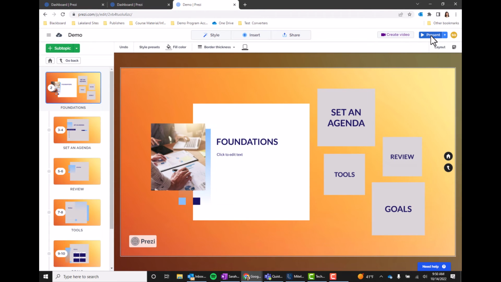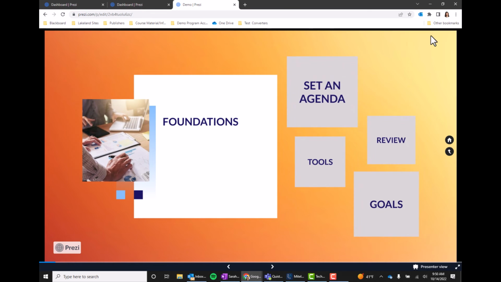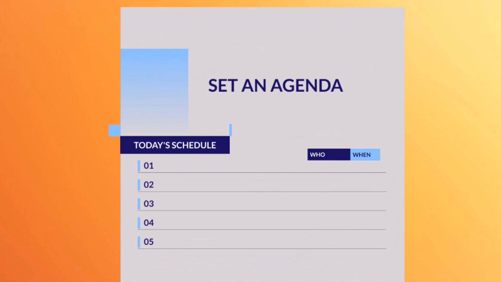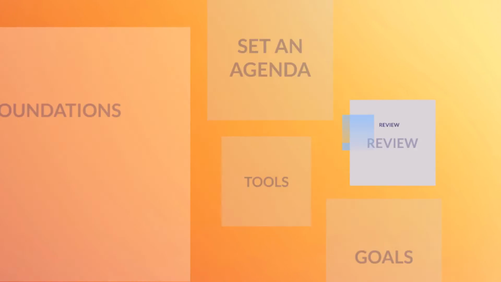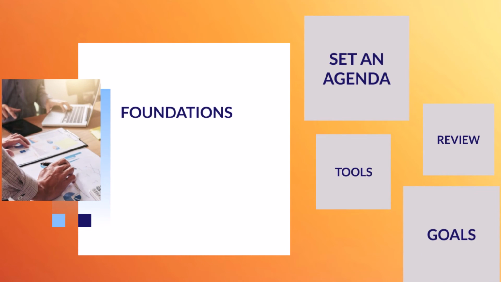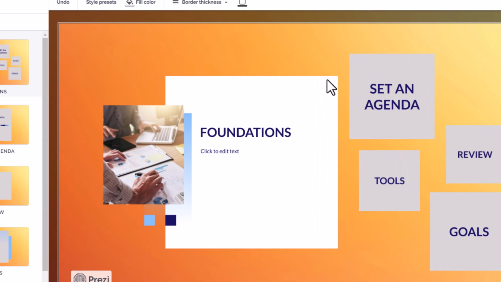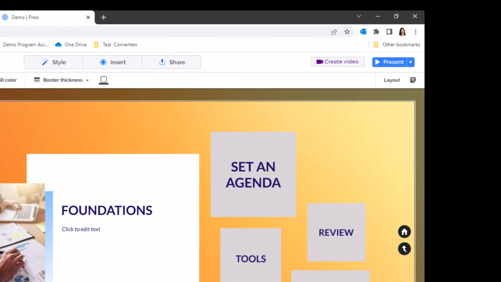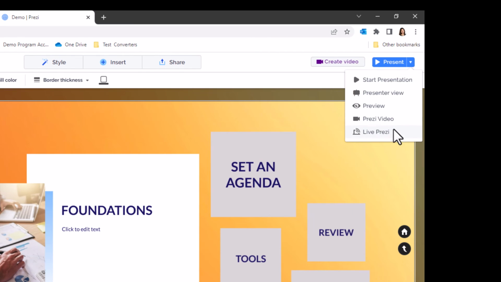And then if you want to present, you can press present and your Prezi will go into the presentation mode. And you can press escape at any time to exit, as well as use the drop down menu to look at the other choices. So from here you can press start present, you can view a presenter view, you can preview it, as well as access that live Prezi or Prezi video from here as well.